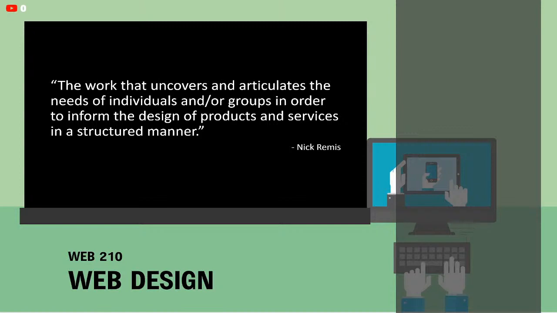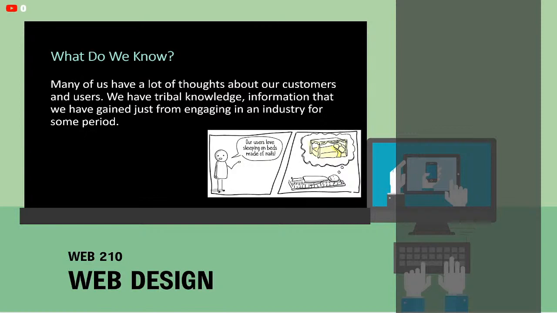So we need to start out with the understanding of what we know. That's the first place where we start. What do we know? I'll tell you what we know. Not much. Very little, oftentimes nothing at all. Right? We have a lot of thoughts about our customers and our users. We have a lot of thoughts about people that use the internet and what they like. But these thoughts are oftentimes colored by our bias, or they're colored by the things that we want to do or we want to see happen. But they don't really consider what the user actually wants, right? We have what we call tribal knowledge.